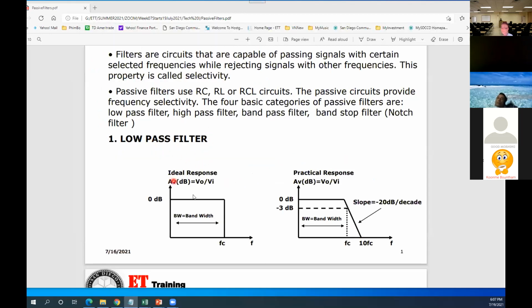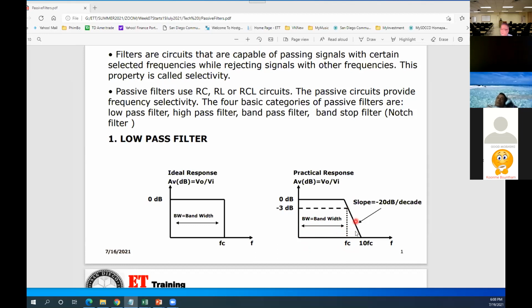Okay, so if you're looking into here for the low pass filter, they allow any signal with a zero frequency, that means DC, up to the cutoff frequency. They allow those signals to pass. So that's why they call it the pass band. And also this is the bandwidth of this filter.